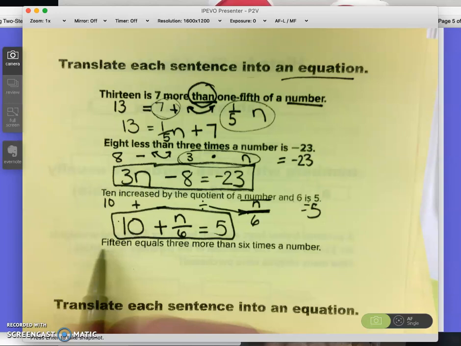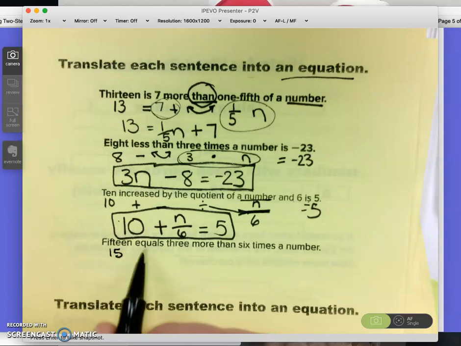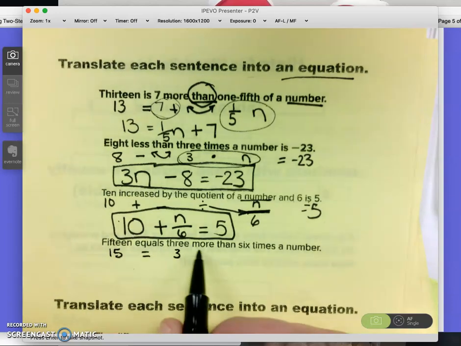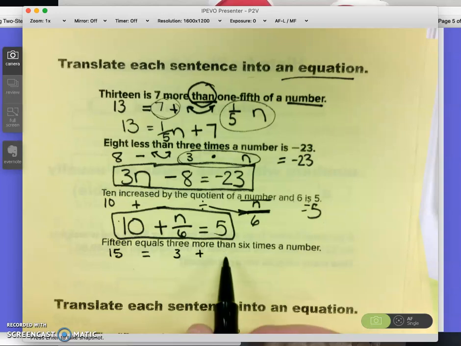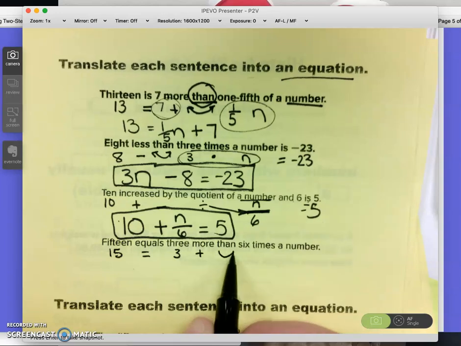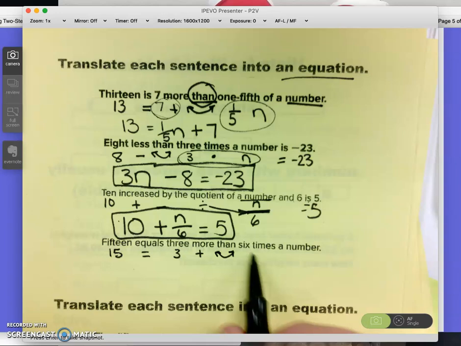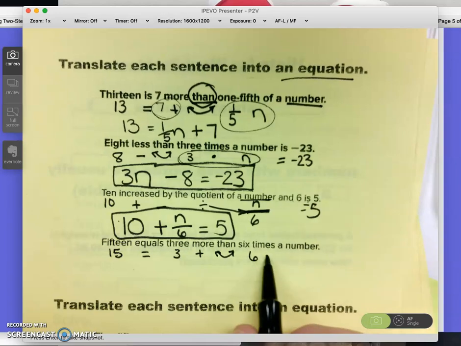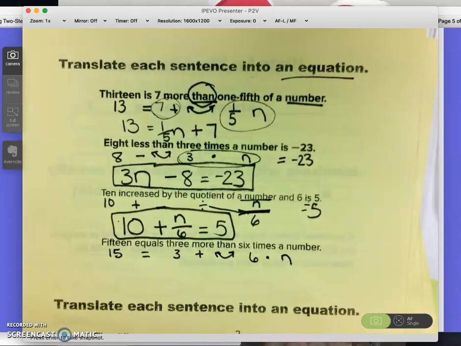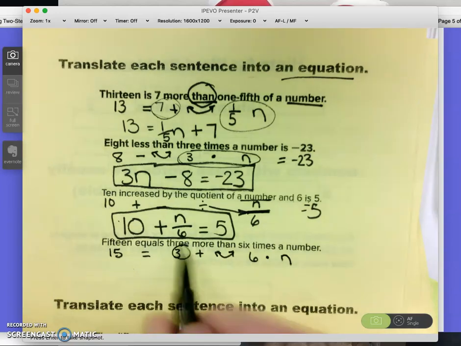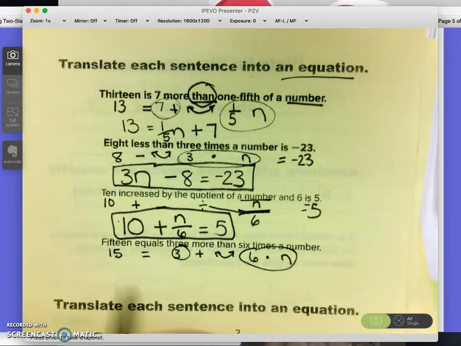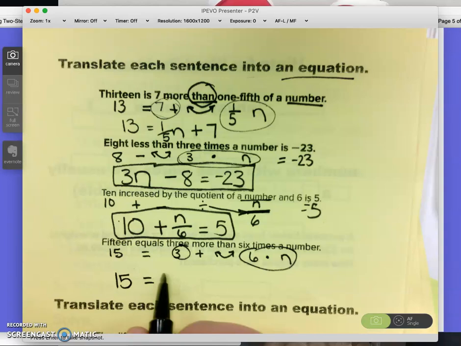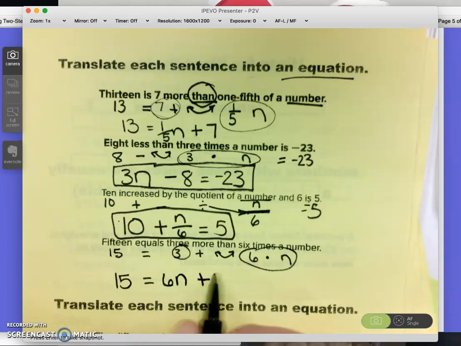Okay, 15 equals 3 more than 6 times a number. The word "than" is going to be switching the order. So these two things have to switch order. So 15 equals 6 times n plus 3.